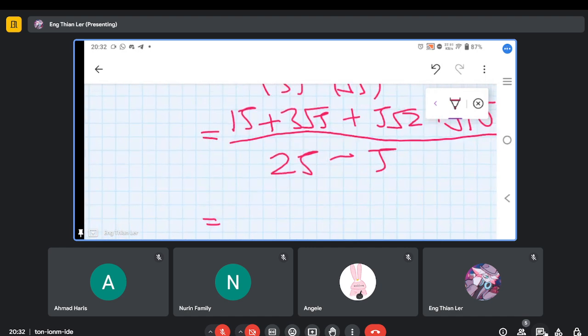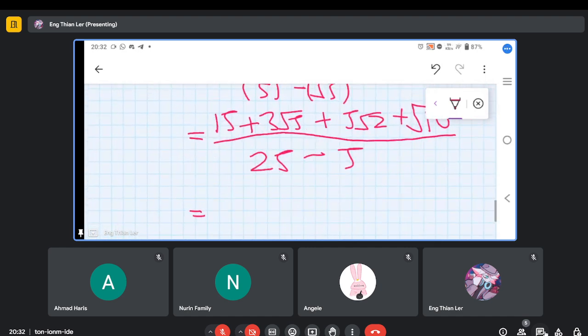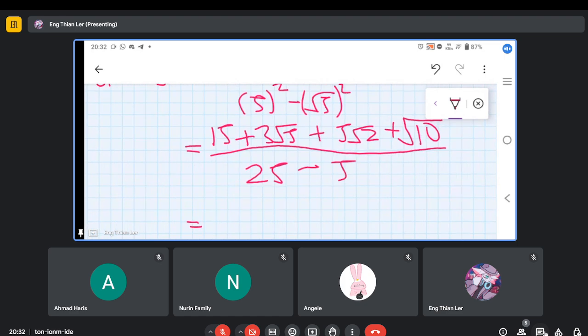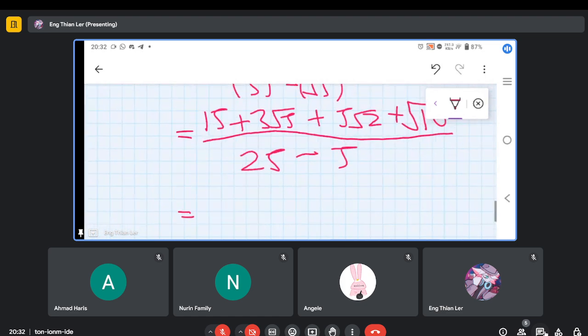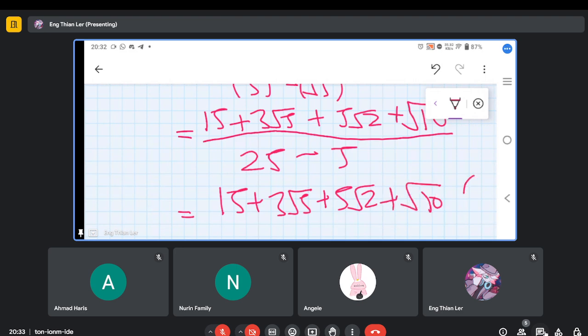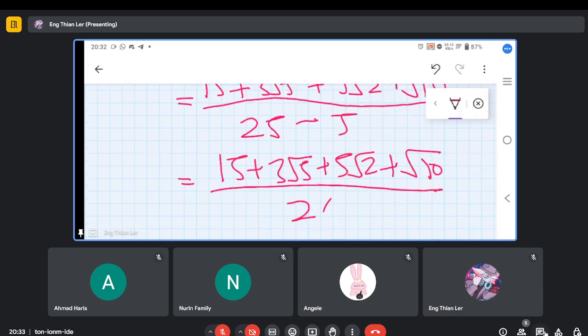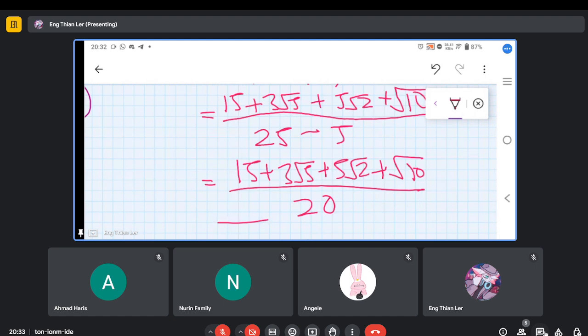So now we just simplify this. The top cannot simplify already lah, so we just leave it like that. So it's just 15 plus 3 sub 5 plus 5 sub 2 plus sub 10, and then everything divided by 20. And that's the answer, because you cannot simplify further.